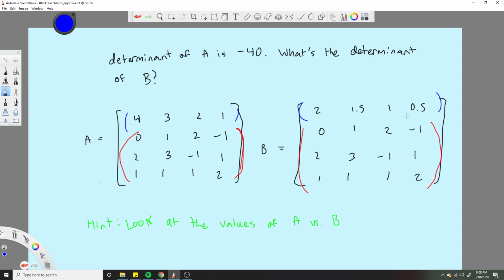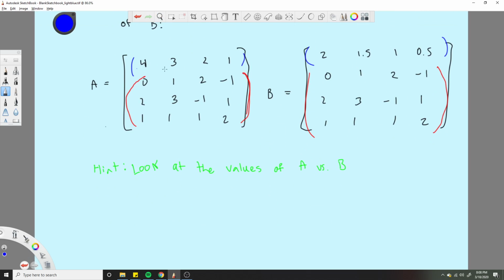And even in row 1, you notice that A's row 1 is twice the size of B's row 1. And when you deal with determinants, you know that this 4 is going to be multiplying by all these values, by some predetermined value based on all these. And the same thing with the 2, right? And then that'll happen with all of these elements in the first row.